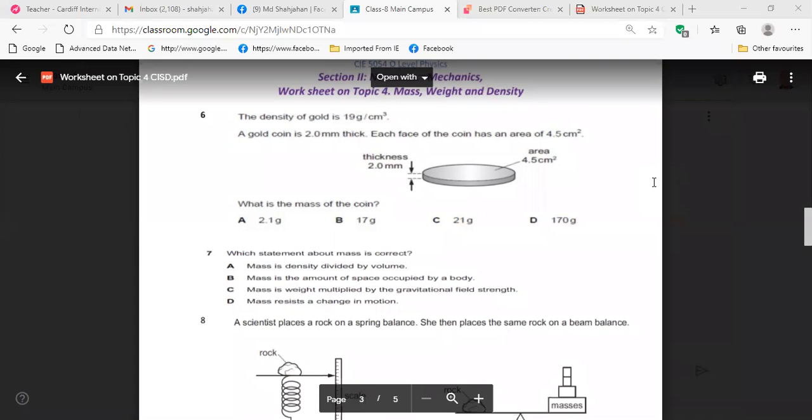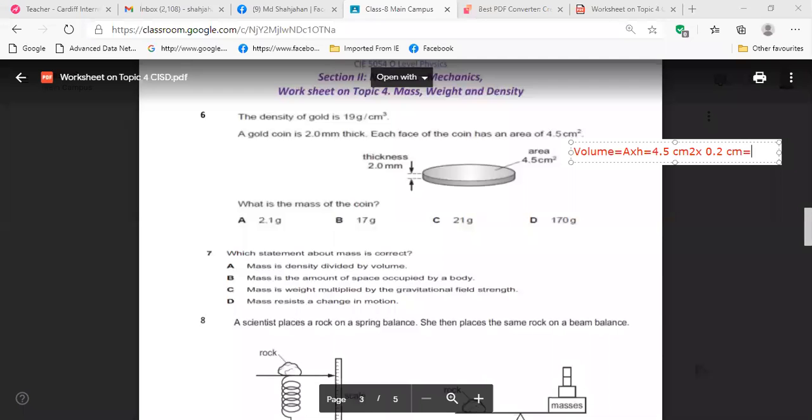0.2 centimeter multiplied by 4.5 centimeter square. So everyone write it here, volume equals area times height. Then you get the area 4.5 centimeter square, then times 0.2 centimeter. Then what is the answer coming?